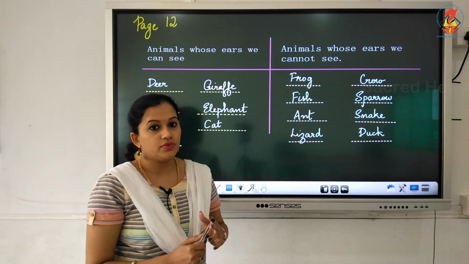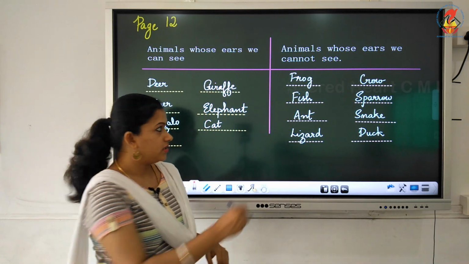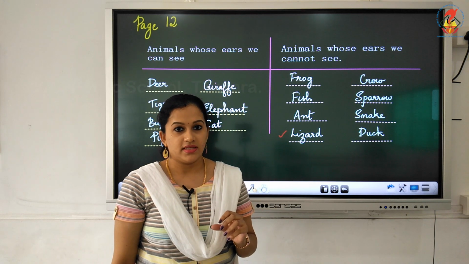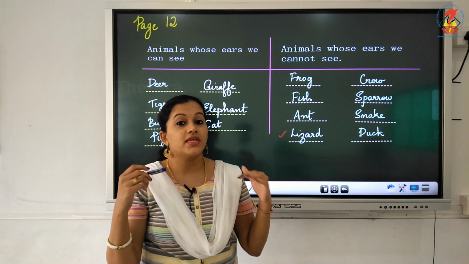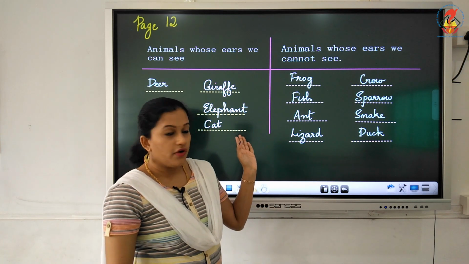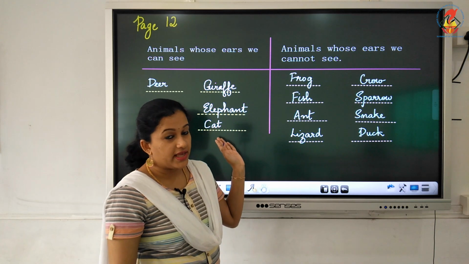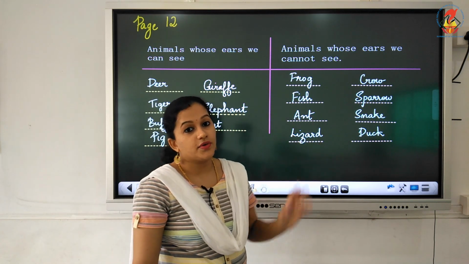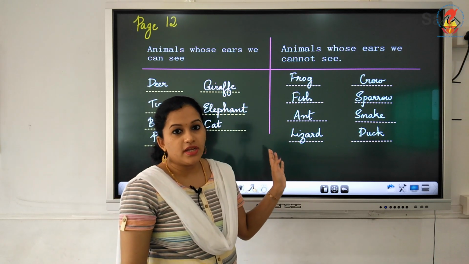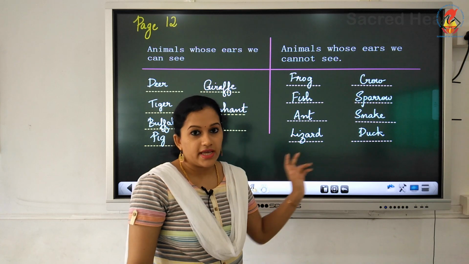Whereas in table 2, animals like frog, fish, ant, lizard, crow, sparrow, snake and duck. If you look at those animals, you cannot see their ears, isn't it? Why? You can't see their ears on their head, isn't it? Just as in the case of animals whose ears we can see, these animals you can't see. So this you have to write down on page number 12 in your textbook.